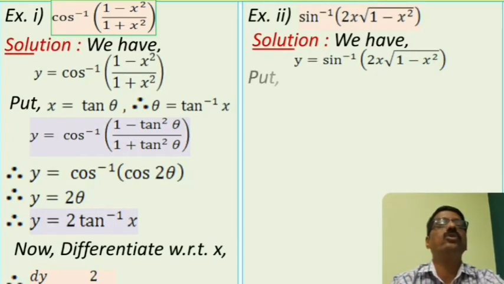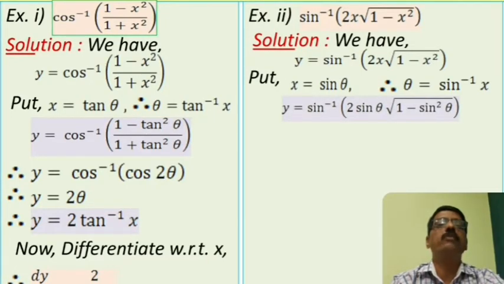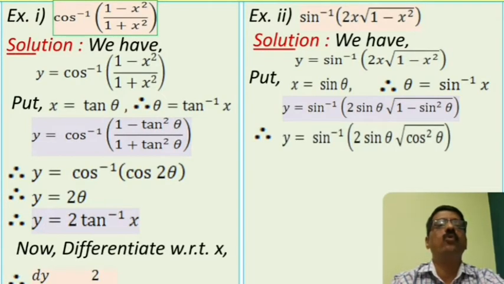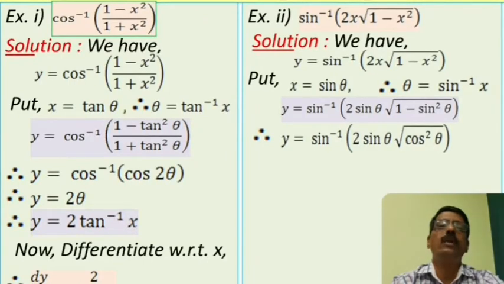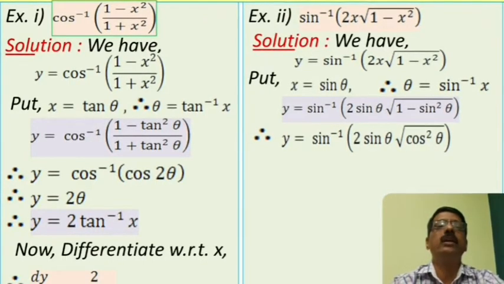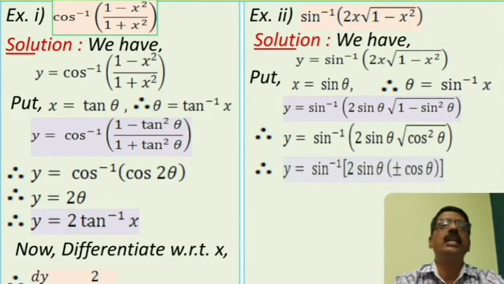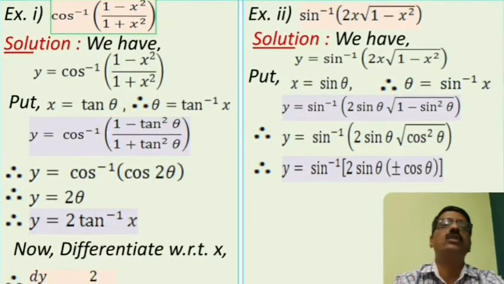And therefore here we substitute x = sin θ, then of course θ = sin inverse of x, and the given function is y = sin inverse of (2 sin θ √(1 - sin²θ)). Again simplifying this, we know the formula sin²θ + cos²θ = 1, and therefore 1 - sin²θ = cos²θ. Here the square and square root cancel, and therefore the given function becomes y = sin inverse of (2 sin θ, plus or minus cos θ).